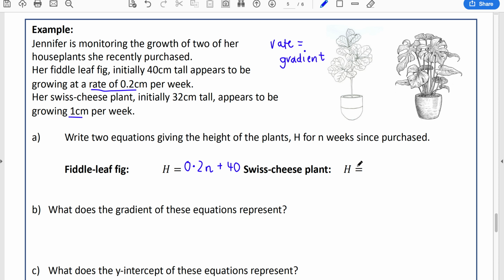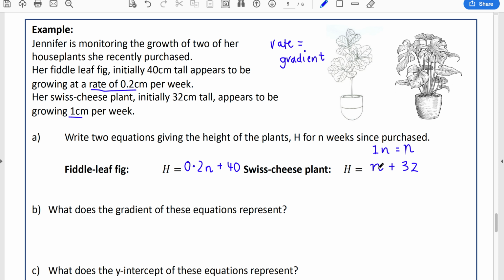We can do the same with the Swiss cheese plant. So we've got it's growing at 1 centimeter per week. So that would be 1n, but we can just write that as n. Just make a note that 1n is the same as writing n. And that's initially 32 centimeters tall. So we'll add the 32.